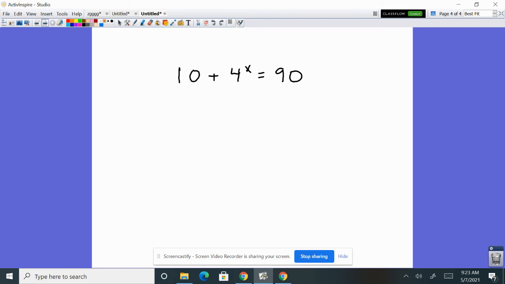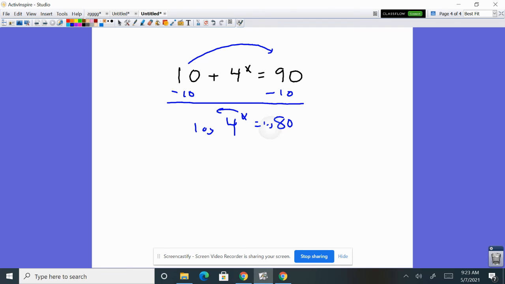What about this problem? Well, first step is obviously move the number over with the other number. So we're going to subtract 10 to start us. I have 4 to the x equals 80. Now, how do I move that exponent down? I take the log of both sides. So we have x times the log of 4 equals the log of 80. And now to get x by itself, I simply divide by the log of 4. It's that simple. This is where logarithms really help us. And when I grab the calculator and do that, I got 3.16.